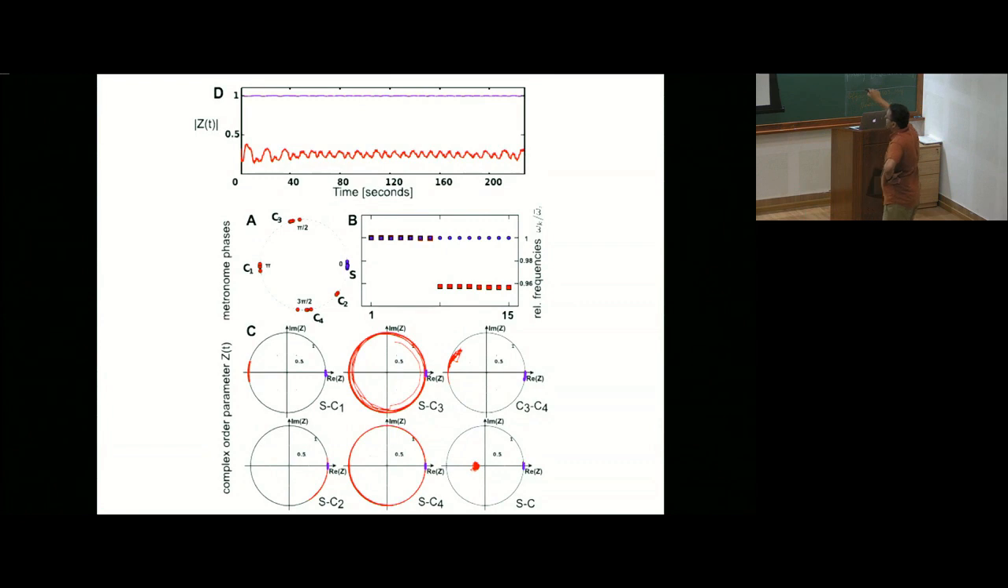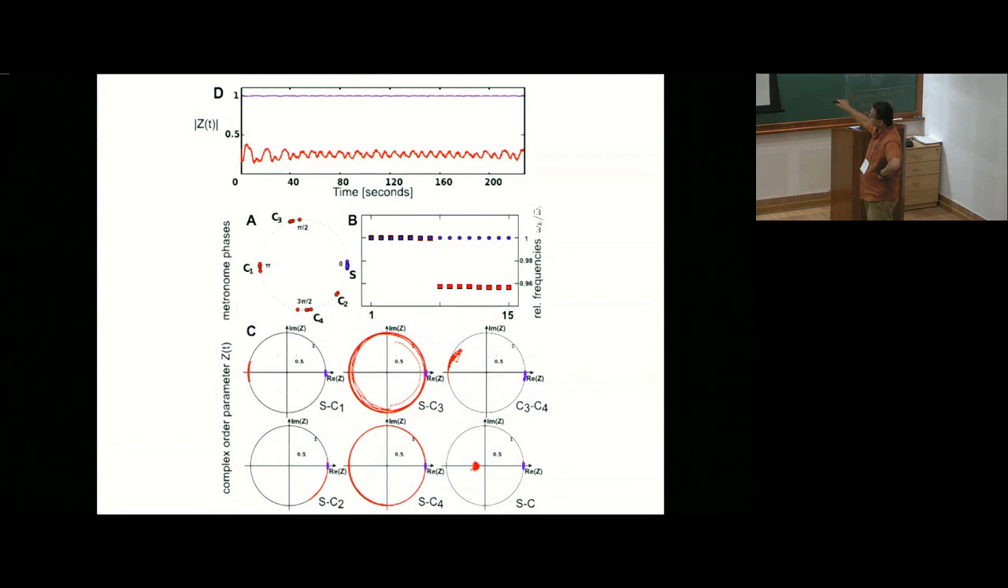Whereas over here, you will see that I'm plotting the magnitude of this order parameter. This is the synchronized population that stays at one. And the desynchronized population, you see, has these periodic oscillations. And if you look closer into what that desynchronized population is doing, it is broken into many clusters. And so there's what I've labeled C underscore cluster number. So there's a cluster which sits perfectly antiphase with the synchronized population.